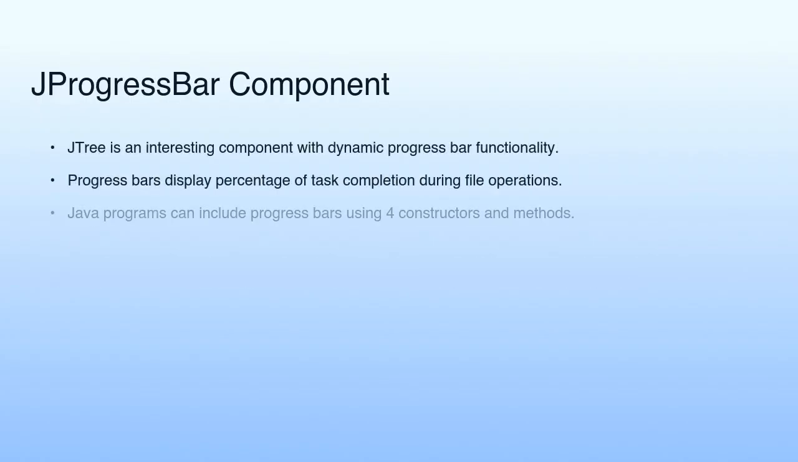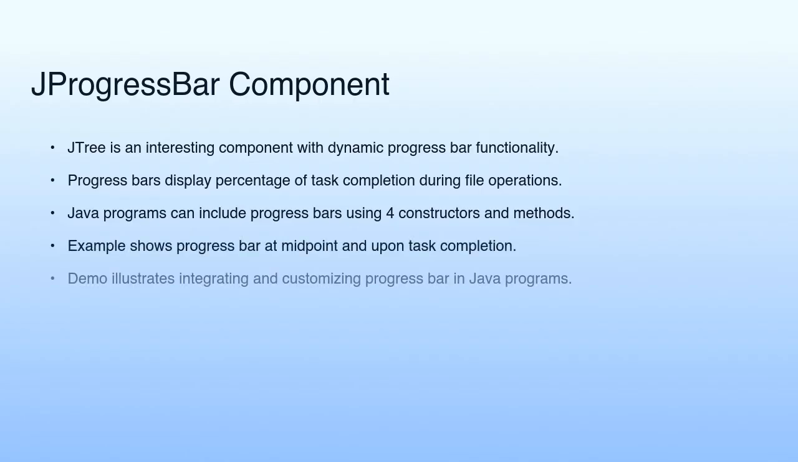The JProgressBar component is an interesting tool that displays a dynamic progress bar, showing the percentage of completion for file operations or tasks. Java programs can include progress bars using 4 constructors and various methods. The example demonstrates a progress bar at the midpoint and upon completion of a task, illustrating how to integrate and customize progress bars in Java programs.